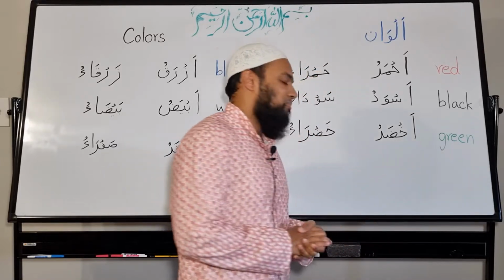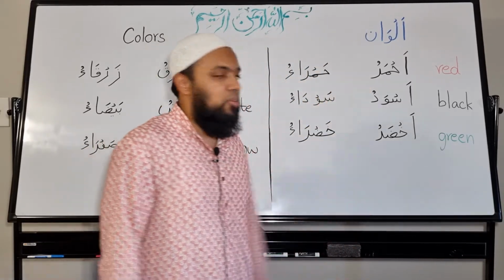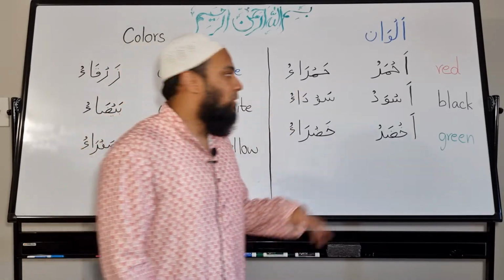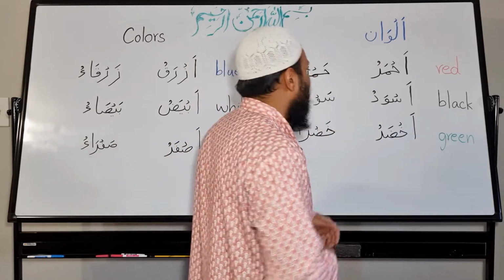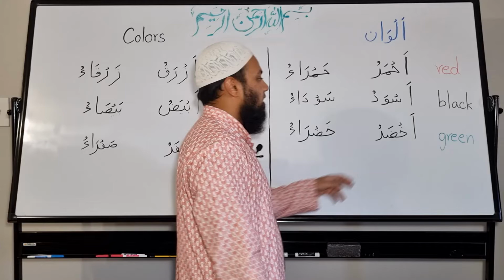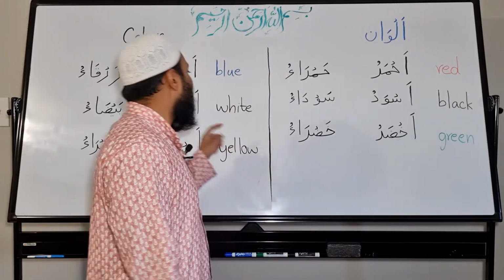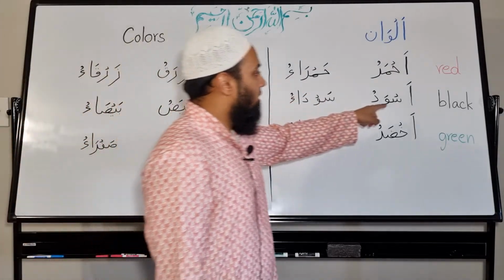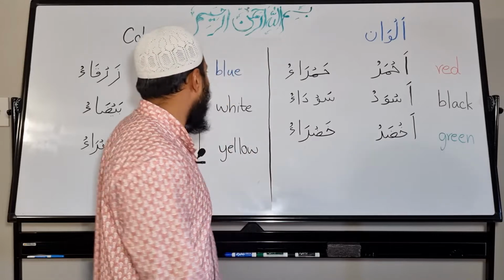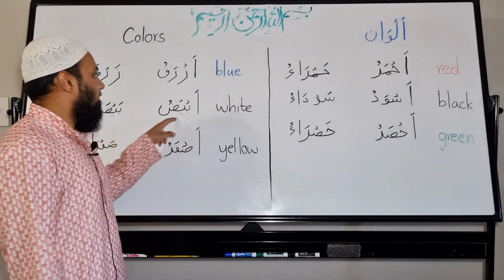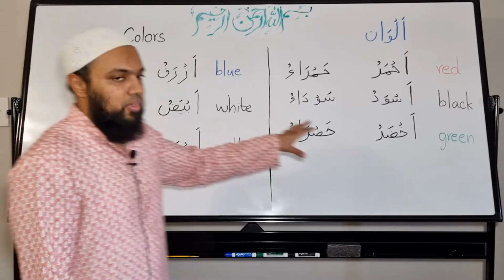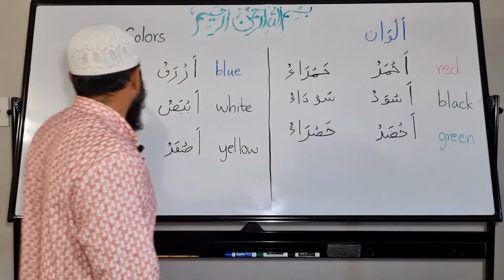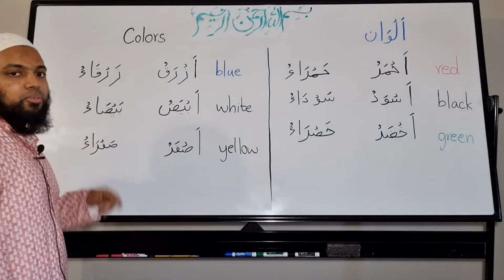Red: the muzakkar form of red is ahmaru, and the muannath form of red is hamra'u. You can see that there is a pattern over here. Aswadu, sawda'u; akhdaru, khadra'u; azraqu, zarqa'u. So red, ahmar; black, aswad; green, akhdar; blue, azraq; white, abyad; yellow, asfar. These are the muzakkar, and the muannath are hamra'u, sawda'u, khadra'u, zarqa'u, bayda'u, and safra'u.